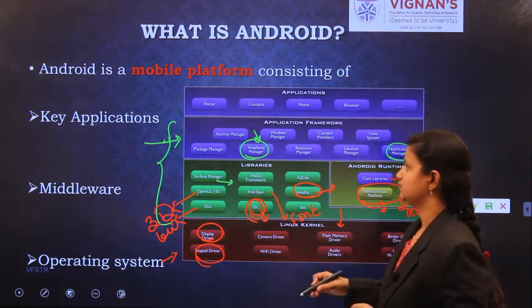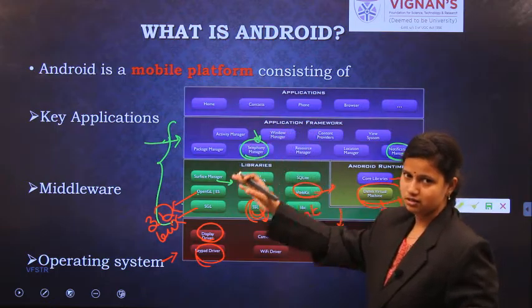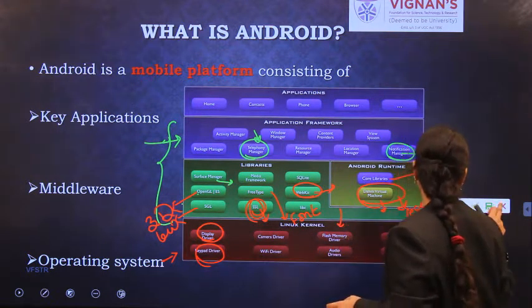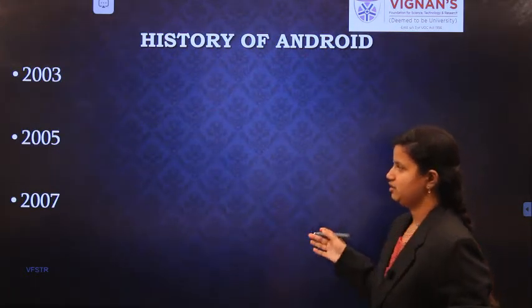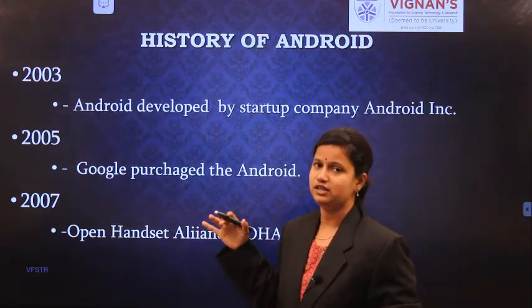This is Android. What is Android? It is a mobile platform consisting of three different things: key applications, middleware, and operating system. And the next one is history. The history of Android contains different things, developed over different years.